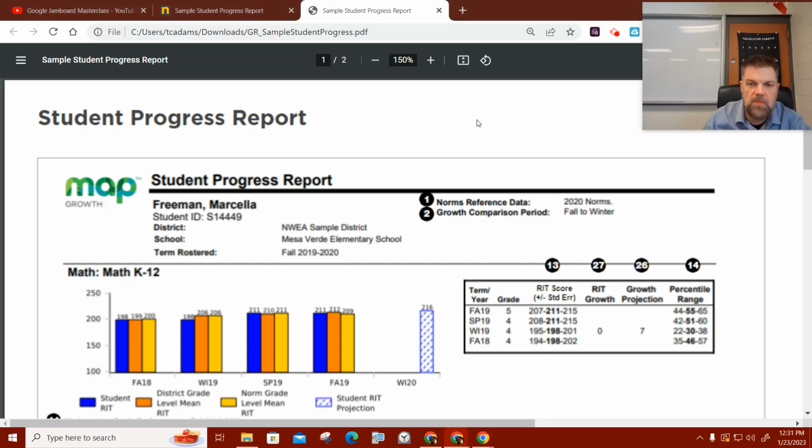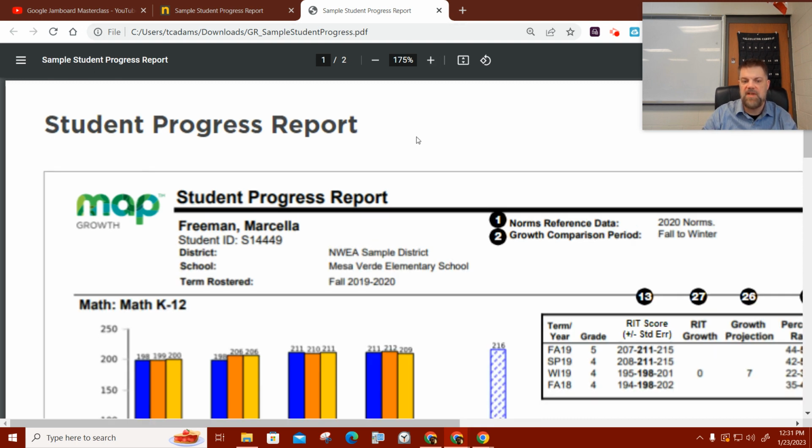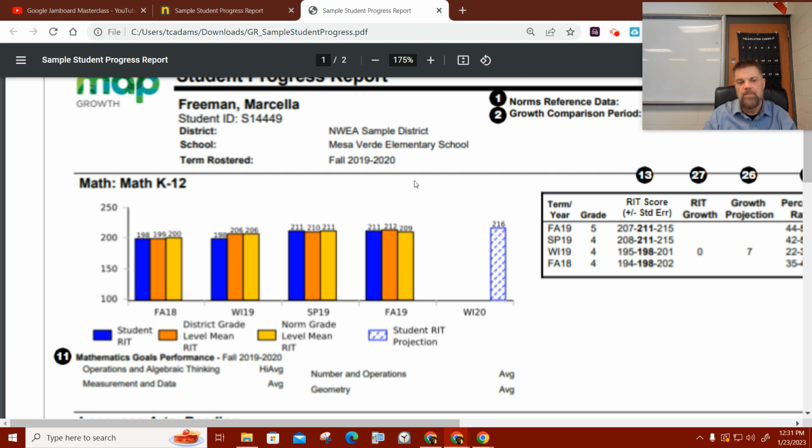All right, guys. So what I want to do is just go over this real quick. It's the MAP Growth from NWEA. I just want to explain to you guys what all this stuff means. This is not a real person. This is a sample report that NWEA gives to teachers to kind of explain stuff. So I just want to explain basically what this stuff means.